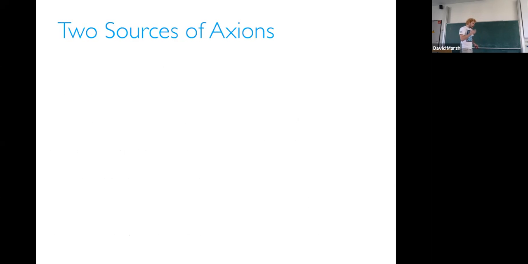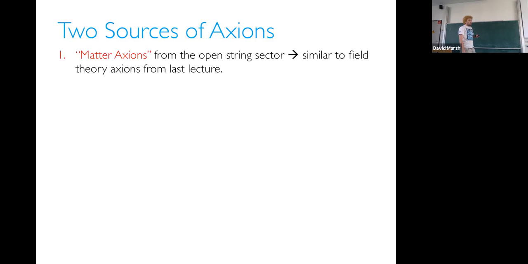Okay, so last time we talked about axions in particle physics, and we described them in terms of a field theory. String theory has two different sources of axions. One are so-called matter axions. Matter axions are just like the axions we talked about yesterday, described in terms of field theory, and they come from the open string sector.